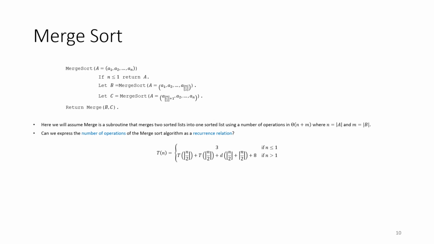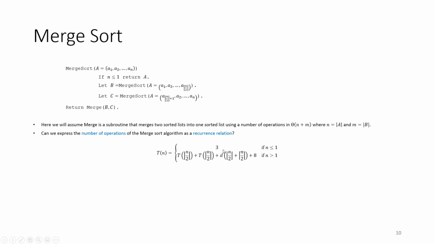Now, we have the same thing happening over here. What's this term here? This is the term that's going to express the amount of operations carried out by my merge subroutine. Now, we were told by the merge subroutine that it takes theta of n plus m.